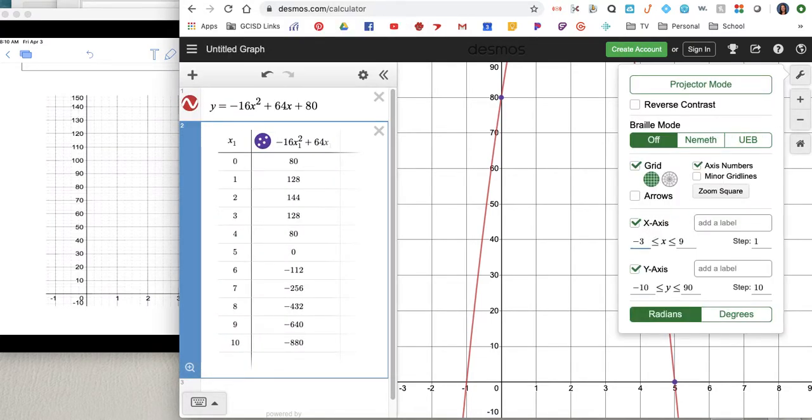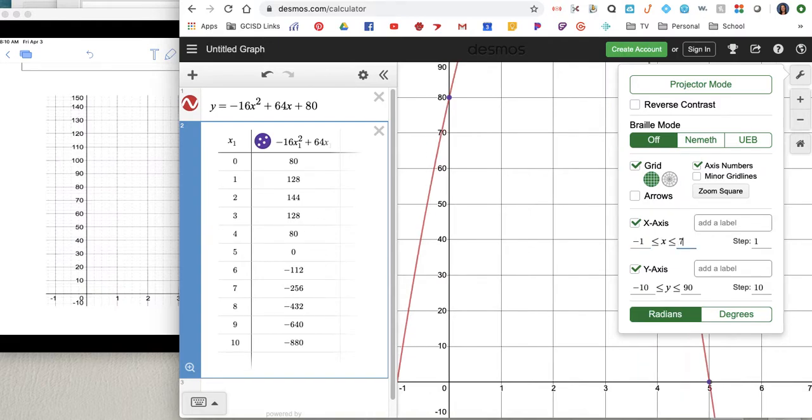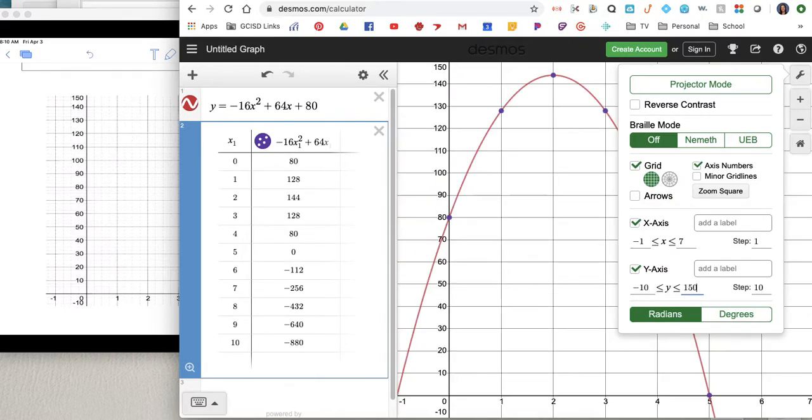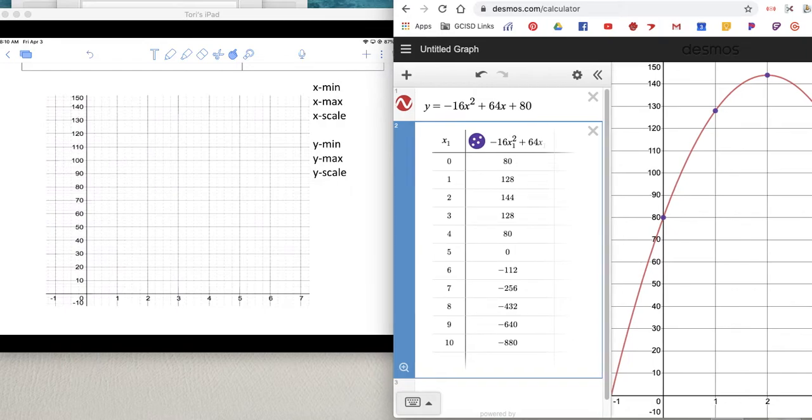I want my x's from -1 to 7, and they're still counting by ones, we're good. I'm going to have my y-axis go from -10 all the way up to 150, and it's counting by 10 still, okay? Click the wrench to exit when you're ready, and we're going to copy that onto our paper, okay? So I'm jumping back to my paper. Actually, I'm going to slide my internet over just a little bit so I can see my table.